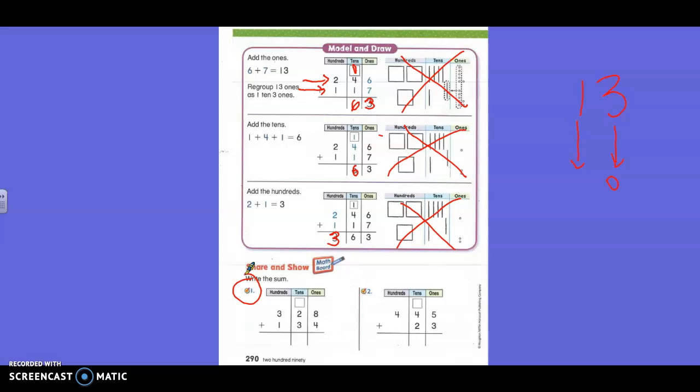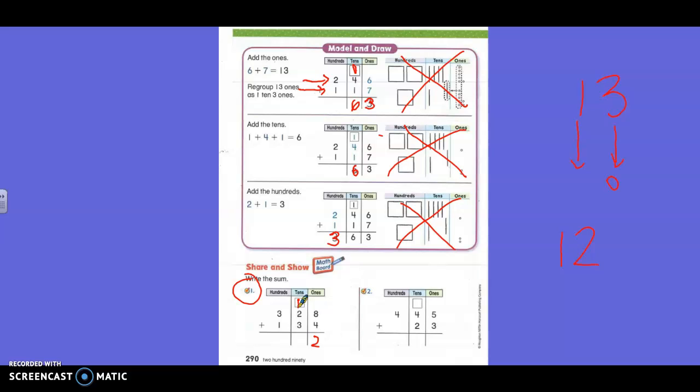Yes, it's 12. But when we write 12, how do we do it when we're adding? Grayson? Put the 2 in the ones box. The 1 on top of the tens. Yes, put the 1 on top of the tens because it's adding to the tens now.